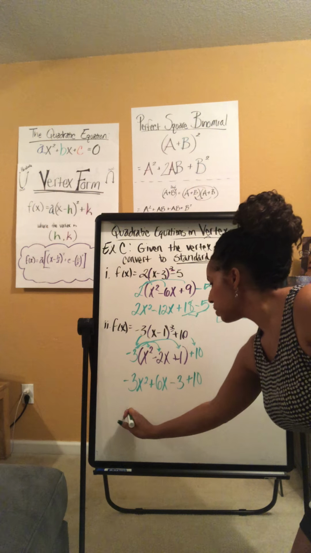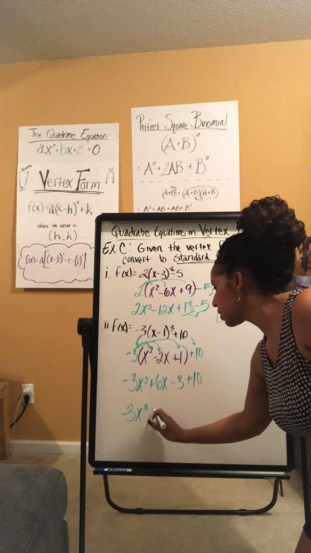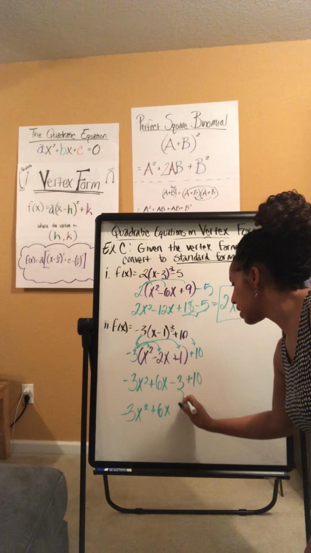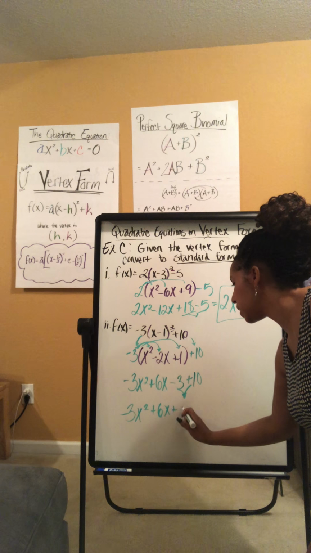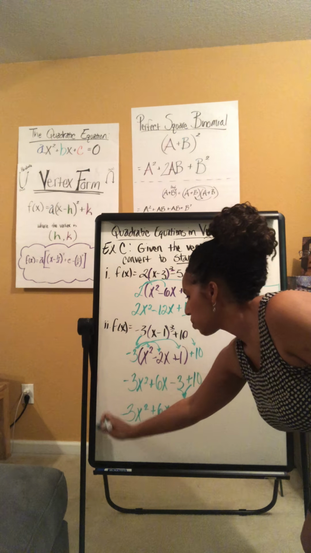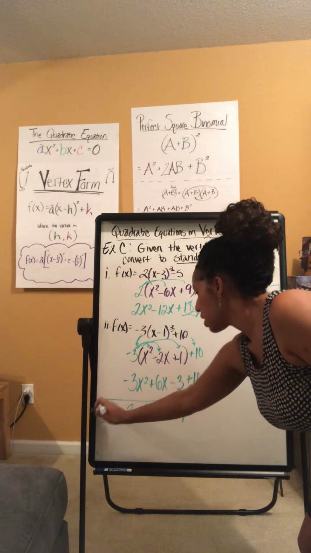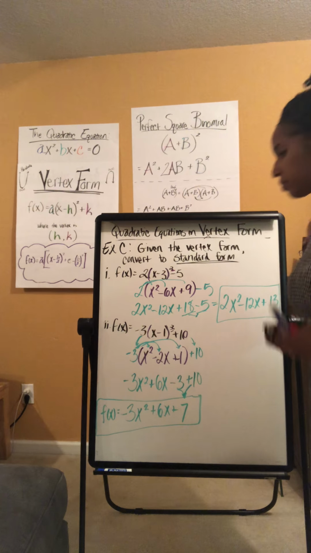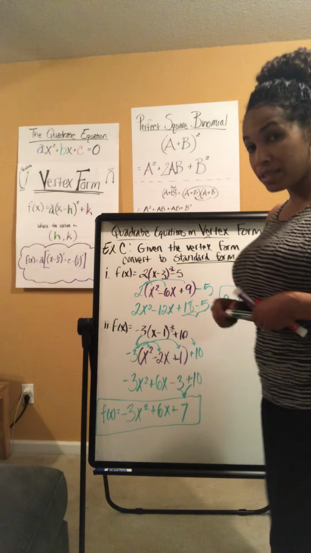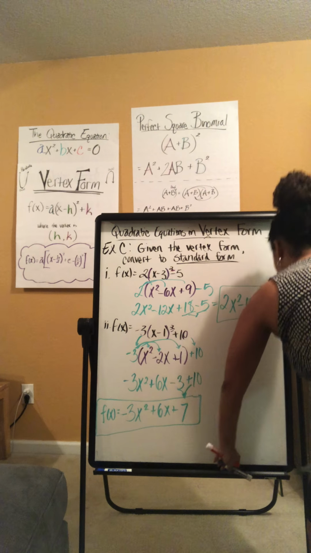So my final answer will be the negative 3x squared plus the 6x, and the negative 3 plus 10 gives me 7. Oh, I can, of course, drop down the f of x in the front. The f of x equals, and that is my standard form. Okay, not so hard. One more.